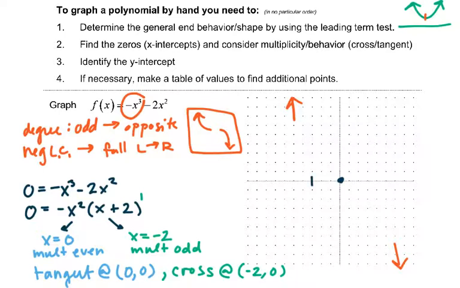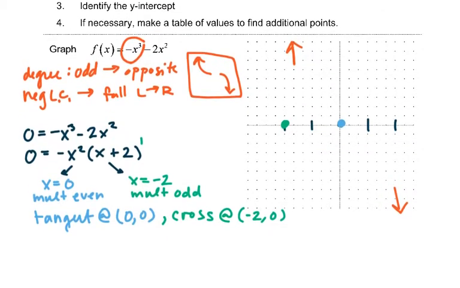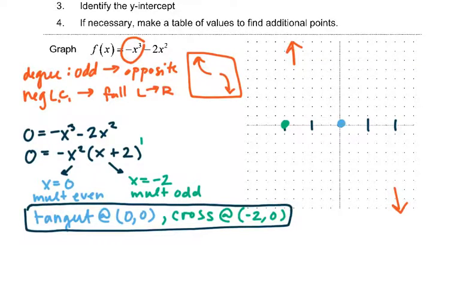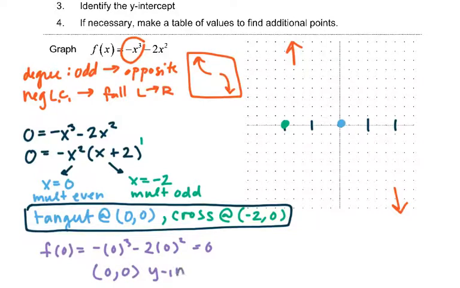So I need to plot these points on my graph. I'm just going to give myself a little space so it's not all up on top of each other. So I have 1, 0 at negative 2. And 1, 0 at the origin, 0, 0. So we have our zeros, we have our end behavior, we know the behavior of the zeros in relation to the x-axis. Finding the y-intercept, so my y-intercept is going to come from letting x be 0. F of 0 is negative 0 cubed minus 2 times 0 squared gives me 0. So my y-intercept is 0, 0. And whenever we have an x-intercept of 0, 0, we're also going to have a y-intercept of 0, 0.